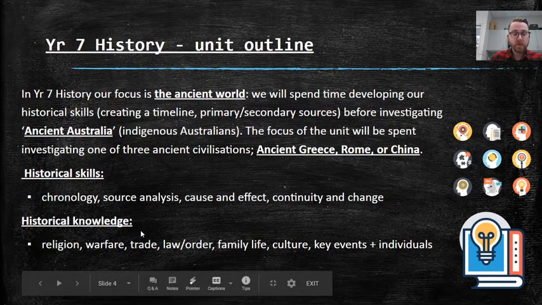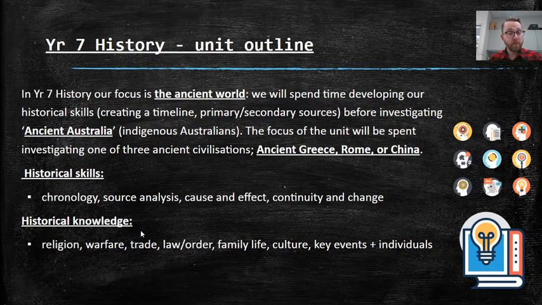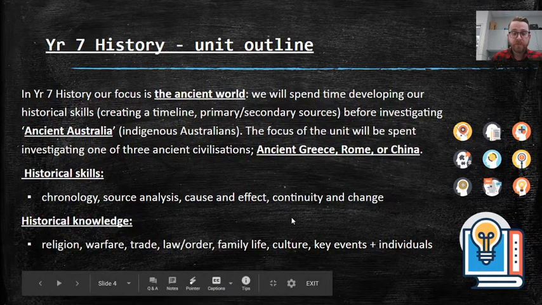And then these are the topics of history that we'll be looking at when we look at our ancient civilizations. So religion, looking at the ancient Greek or ancient Rome, ancient China, their religious beliefs, the gods. Warfare, trade, law and order, family life, culture, and then key events and individuals.